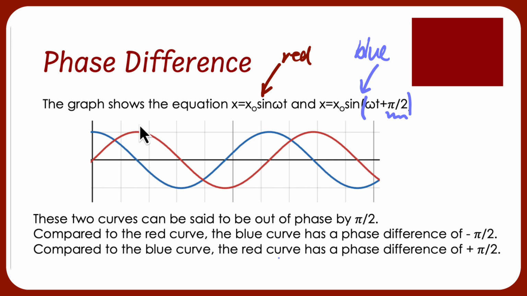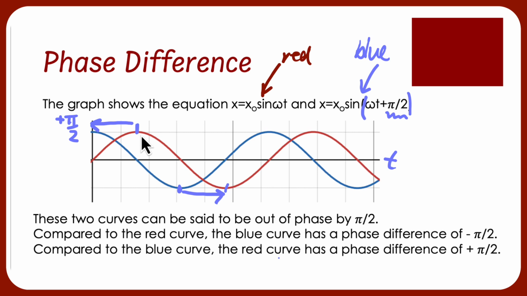Notice my pi by 2 would have been here, and now it's moved in this direction. In the equation, it is plus pi by 2, but notice it's shifted to the left, so we'd say the phase difference is minus pi by 2. It is actually behind in terms of time. Notice if I was referring to the blue one, I would have to the next peak, I would move in this direction.